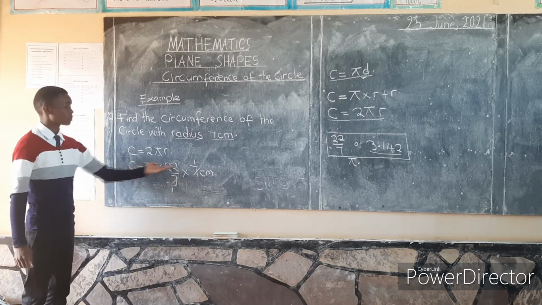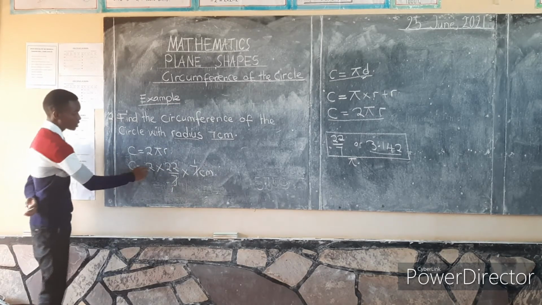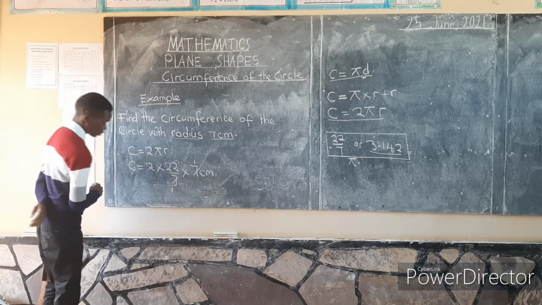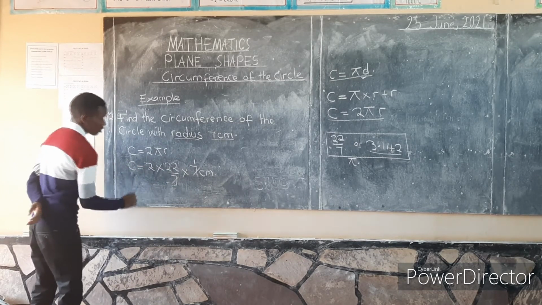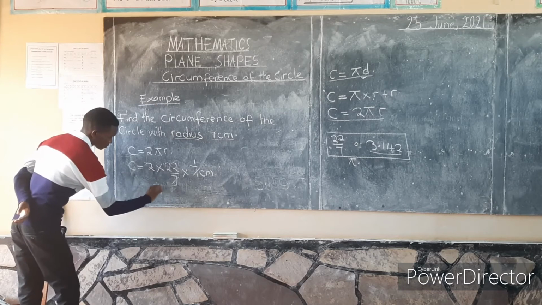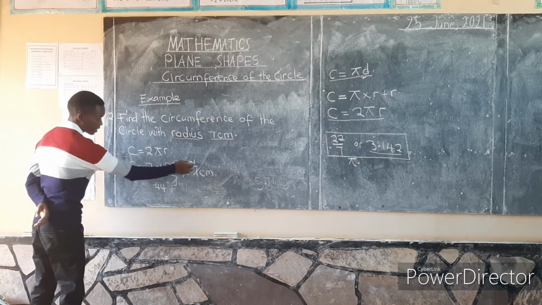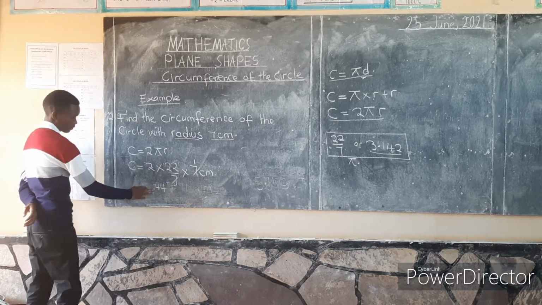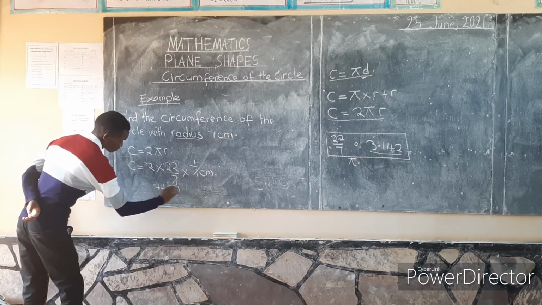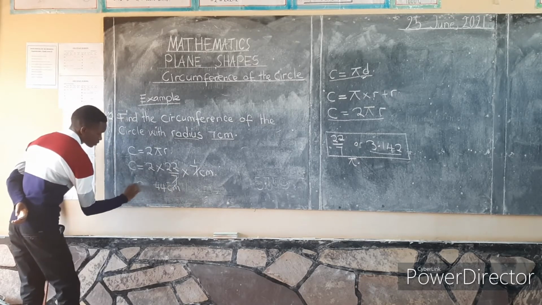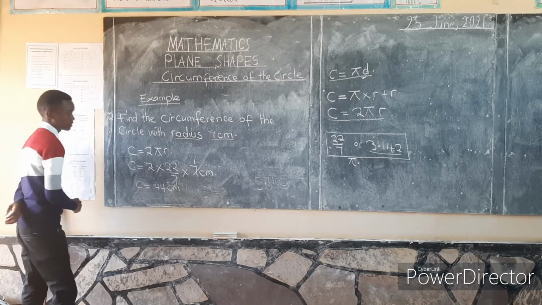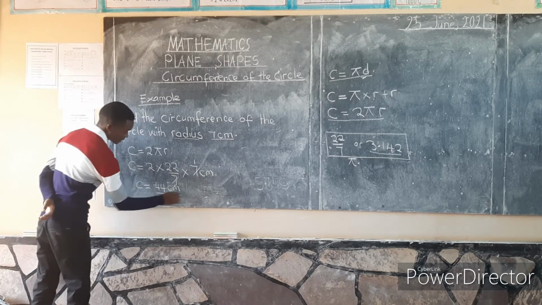So now I'll just multiply this directly. I'll say 2 times 22, and I'll have 44. 44 times 1, it will still give me 44 centimeters. So therefore, our circumference is 44 centimeters.